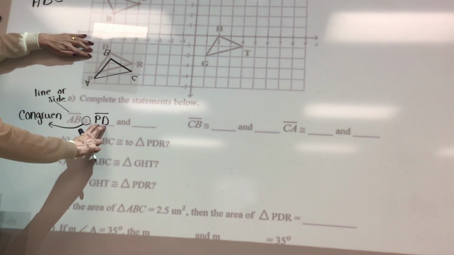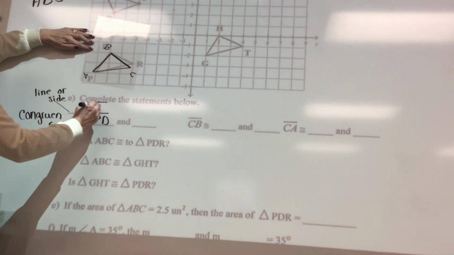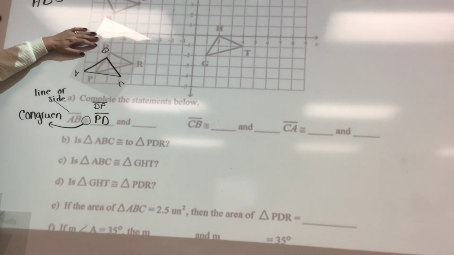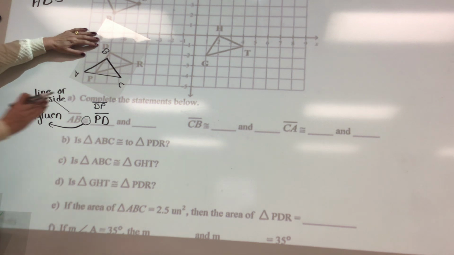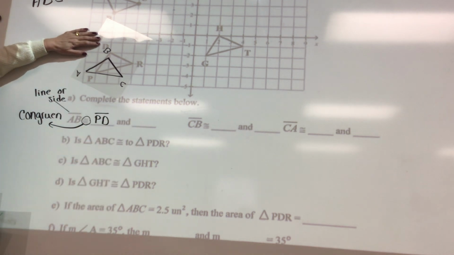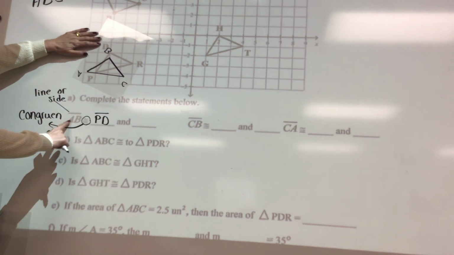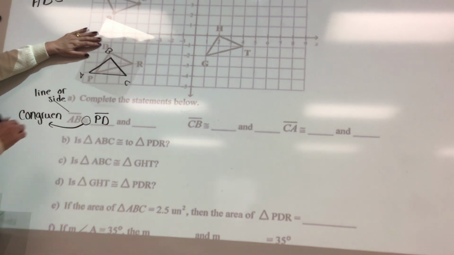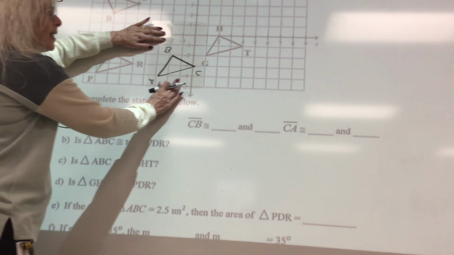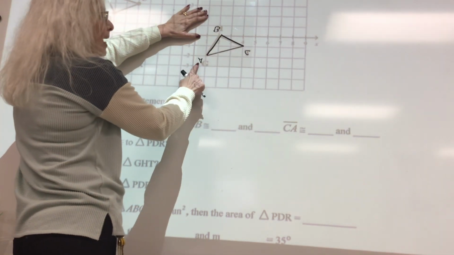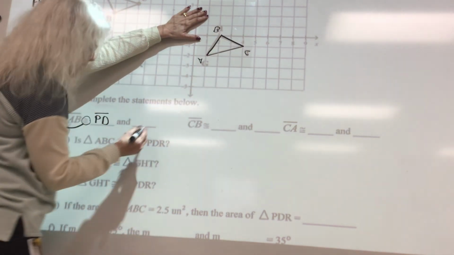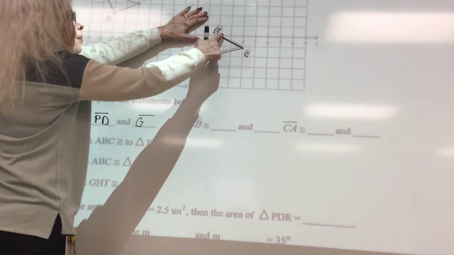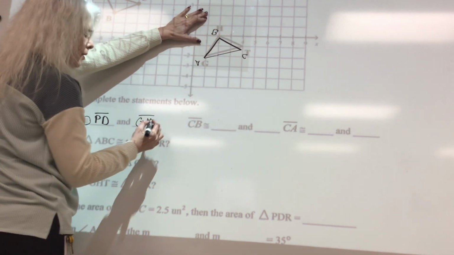You have to have these in the same order. If you do side DP, it is wrong. You have to have them in corresponding order. Did you catch that? A matches up with P, so you have to put P first, and B matches up with D. Then I translated it over here. A matches up with G, so side G, and B matches up with H.